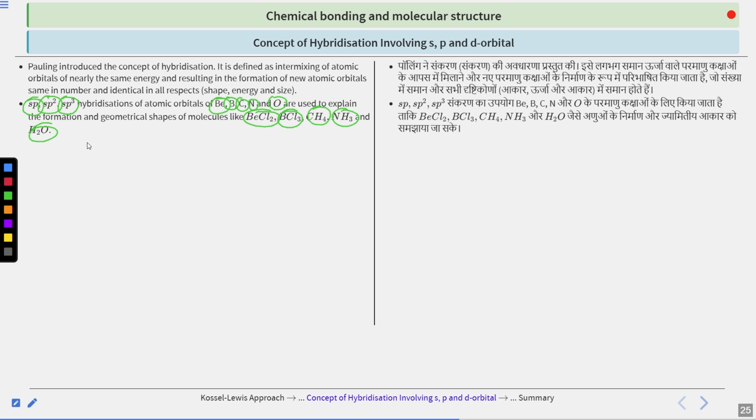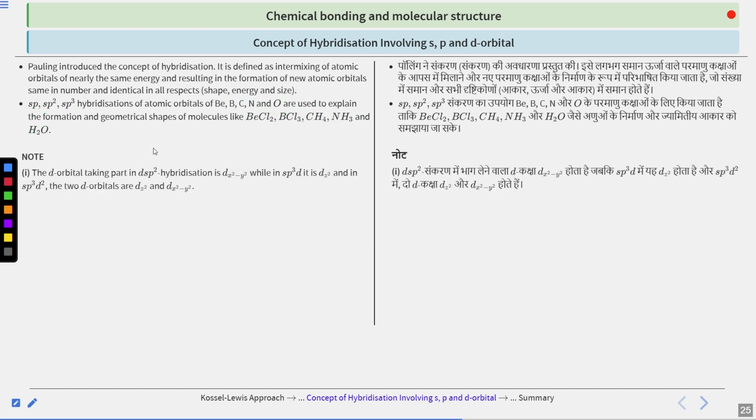So they can be explained using this hybridization concept. One more important thing, we are just doing it in short. If we take dsp2 hybridization, then the d orbital involved is dx square minus y square, and dsp2 corresponds to square planar shape. Whereas if we take sp3d, which is trigonal bipyramidal, then the d orbital involved is dz square. And if it is sp3d2, then the 2 d orbitals involved are dz square and dx square minus y square. Clear? Okay. Now moving on to next.